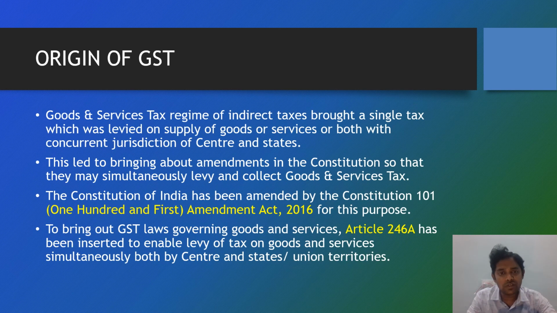Origin of GST. The Goods and Services Tax regime of indirect taxes brought a single tax which was levied on the supply of goods and services or both, with concurrent jurisdiction of the center and states. This led to amendments in the Constitution so that they may simultaneously levy and collect goods and services tax. The Constitution of India has been amended by the Constitution 101st Amendment Act 2016 for this purpose. To bring out GST laws governing goods and services, Article 246A has been inserted to enable levy of tax on goods and services simultaneously, both by the center and the states or union territories.